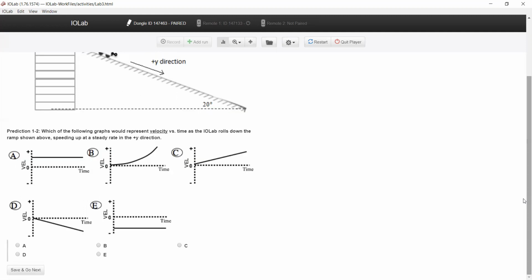After predicting, make sure to save and go next. So try to make a good prediction. The result we will be seeing while doing the actual experiment.